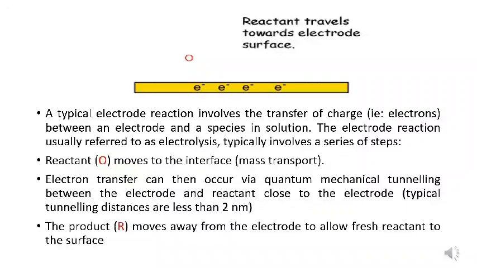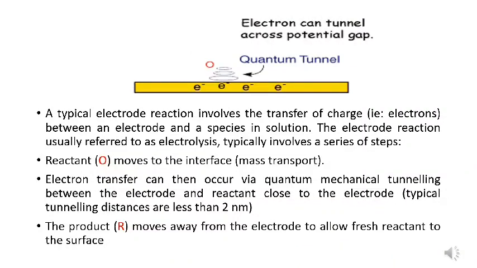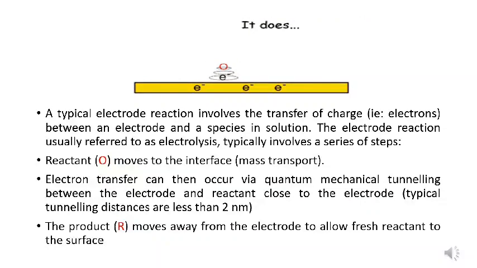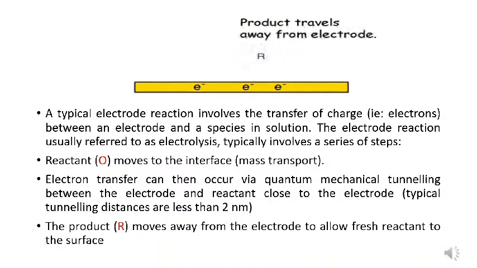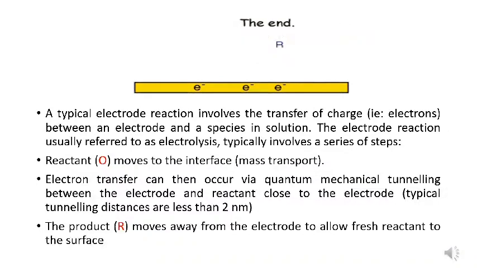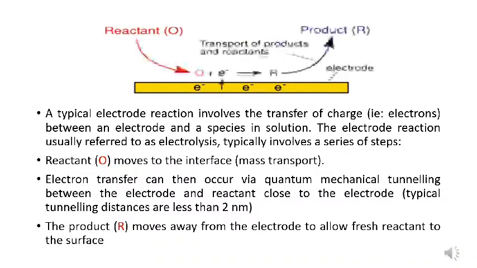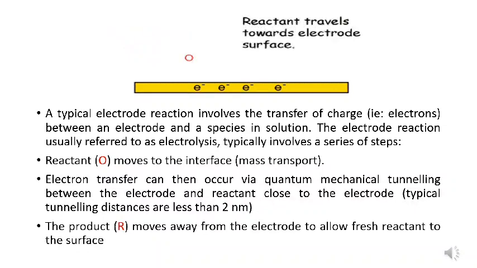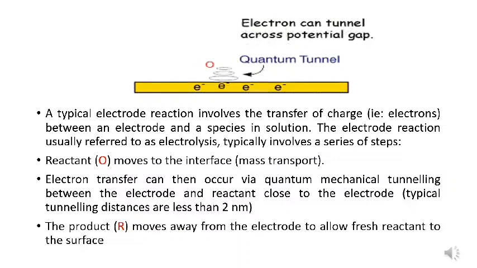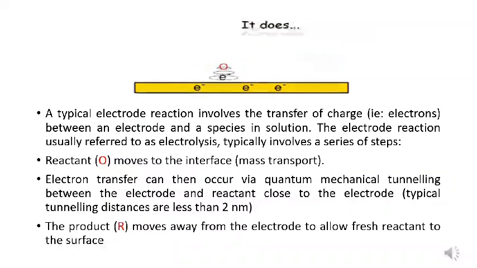So this is the mechanism involved in this process. The reactant O, the oxidized species, moves to the interface. The interface means the surface between the electrode and the electrolyte. The electron transfer will occur via quantum mechanical tunneling. The gap, the difference in concentration at the interface, is about 2 nanometers. It is a very thin layer, the distance between the electrode and the surface where the electron will jump. Next, the reduced species will move away from the electrode through the mass transport process.